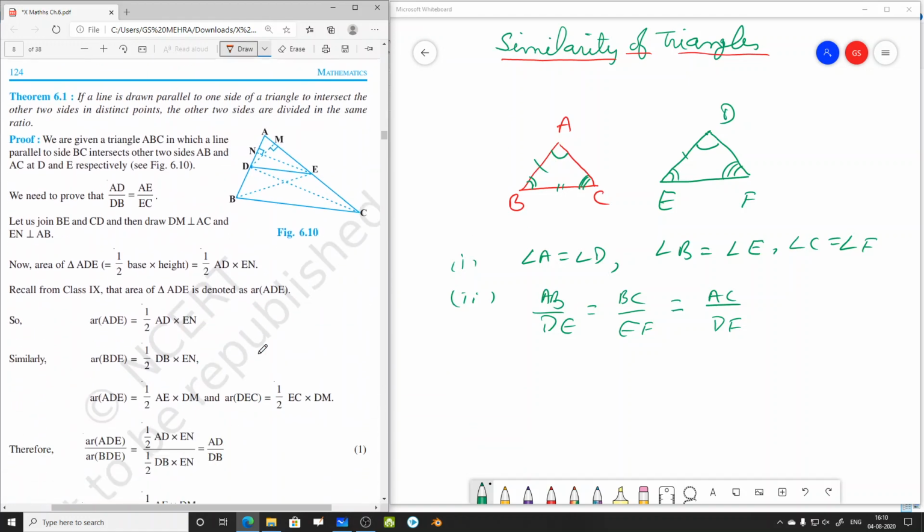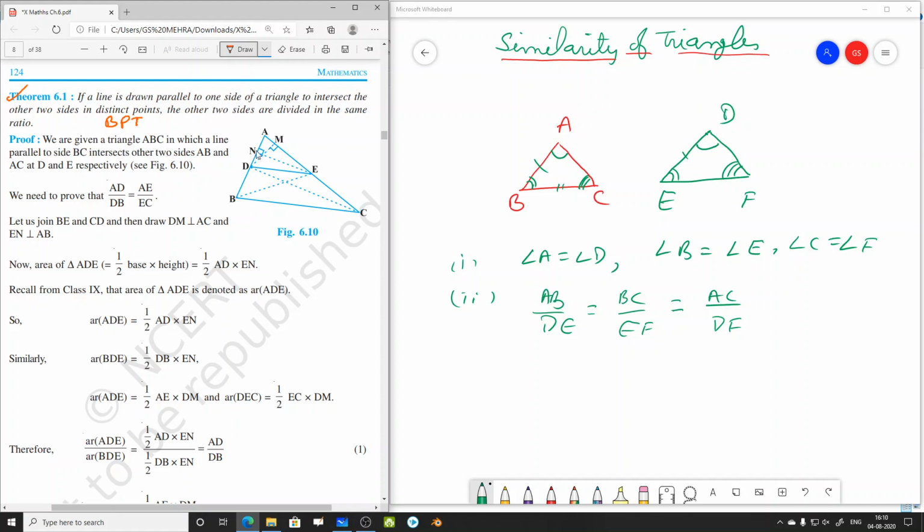So, this is exercise 6.1, also known as Thales theorem or basic proportionality theorem. In short, we say it as BPT. So, what is the statement? If a line is drawn parallel to one side of a triangle to intersect the other two sides in distinct points, the other two sides are divided in the same ratio.